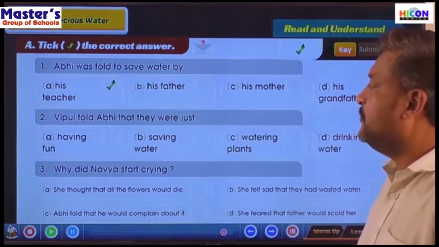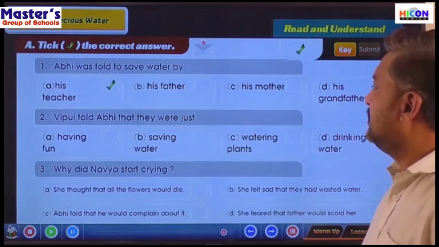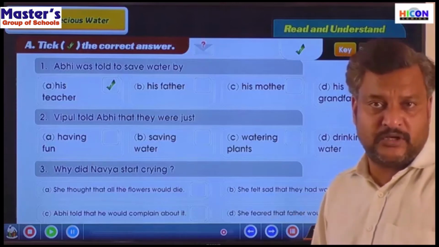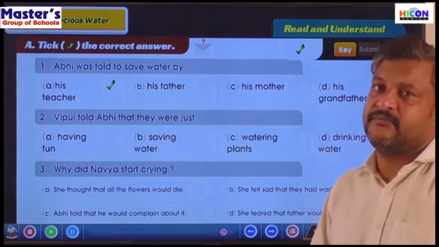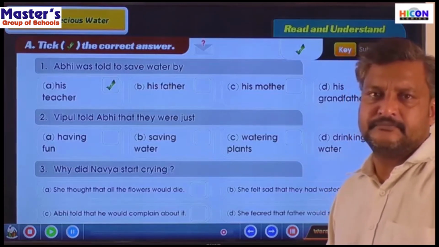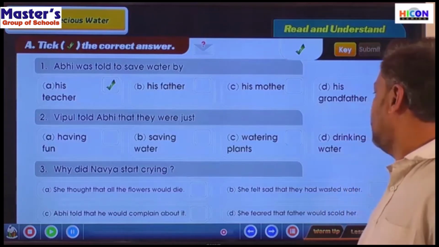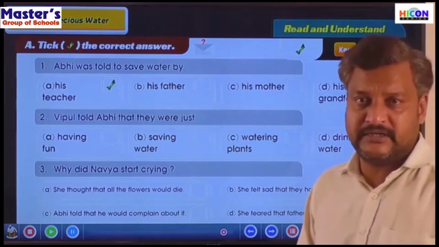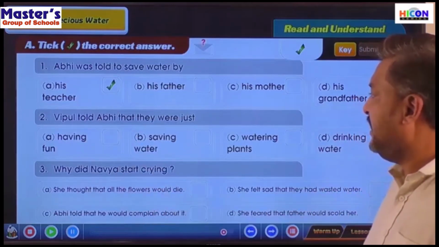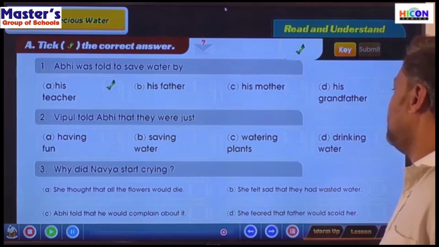Now, Vipul told Abhi that they were just... So Abhi went and told Vipul not to waste water, isn't it? We have to save water. And then what did Vipul and Navya tell him? They said that they are just playing in the water and they would like to have some fun in the water, isn't it? Yes. So having fun is option A. B, saving water, watering plants or drinking water.